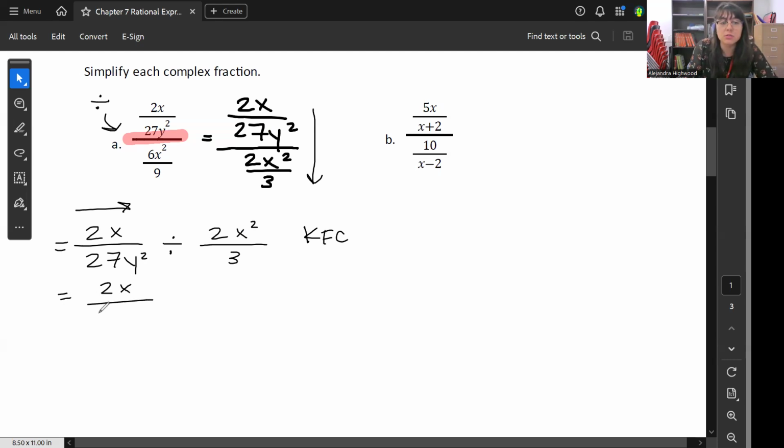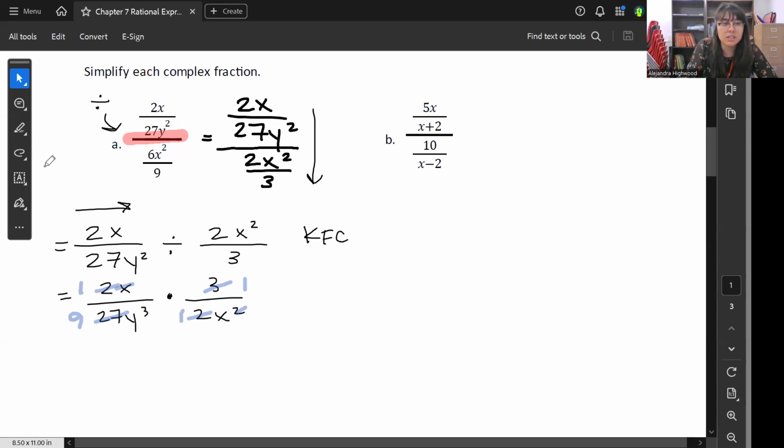You would have 2x over 27y to the third times 3 over 2x squared. I'm going to simplify. We have a couple of things we can divide. We have x squared and x. This x squared is now going to become x to the first, but that x will divide. I have 3 and 27. That can become a factor of 1/9. I have this 2 and this 2, which become factors of 1.